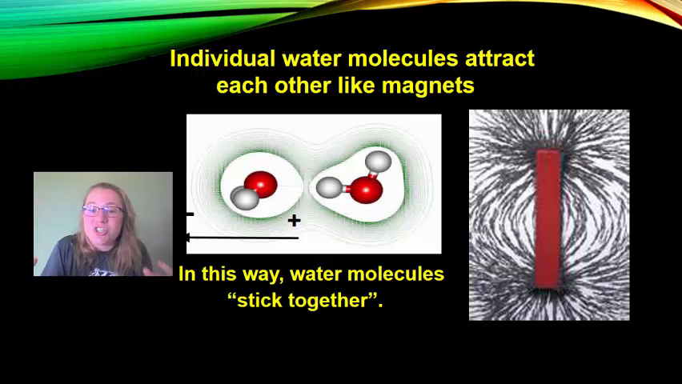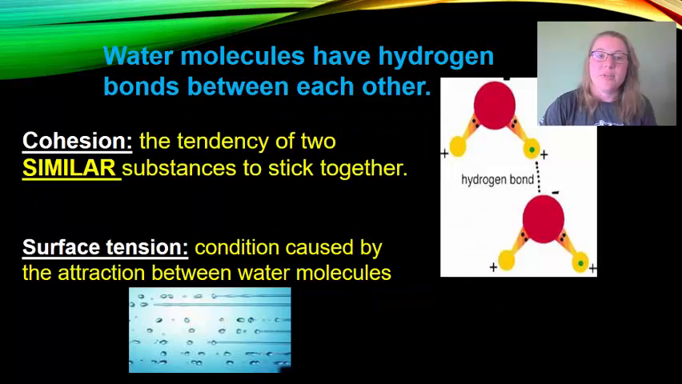This is hydrogen bonding that's happening between separate water molecules. So in this picture in the middle, the red circle is the oxygen, the white circles are the hydrogen. So the white circle side of the molecule is slightly attracted to the red circle side of a different molecule. So the water molecules have these hydrogen bonds between each other.